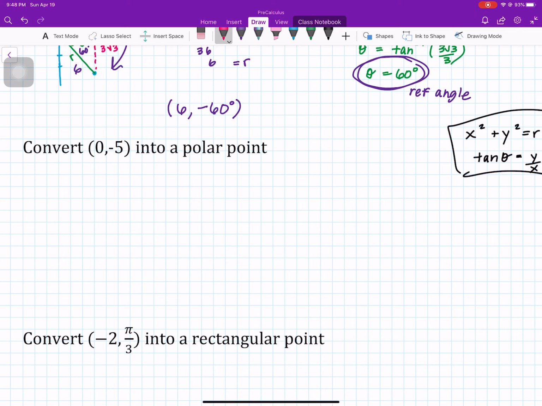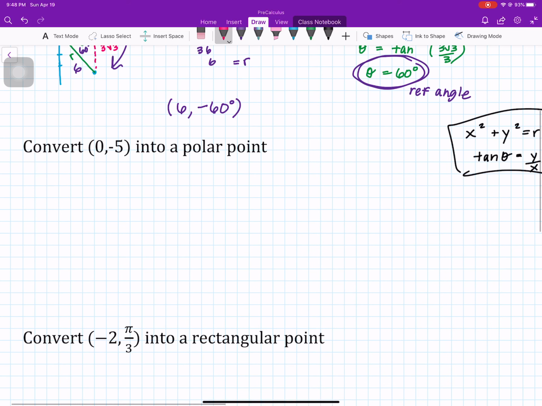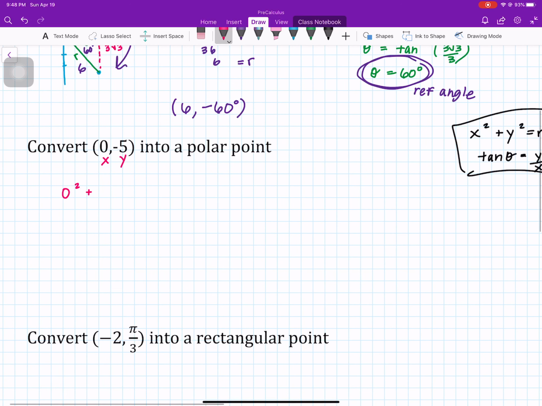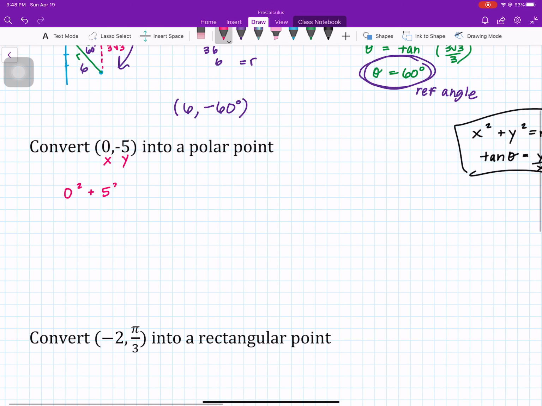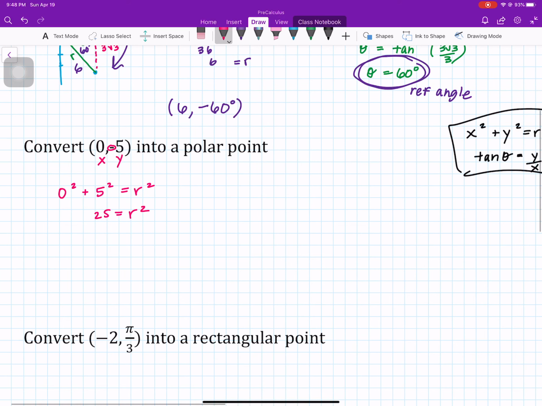I have convert (0, negative 5) into a polar point. Again, this is a rectangular point, so it's an x and a y. So if I wanted, I could say 0 squared plus 5 squared equals r squared, keeping in mind that when you square a negative, it becomes positive. This is 25 equals r squared, so r equals 5.